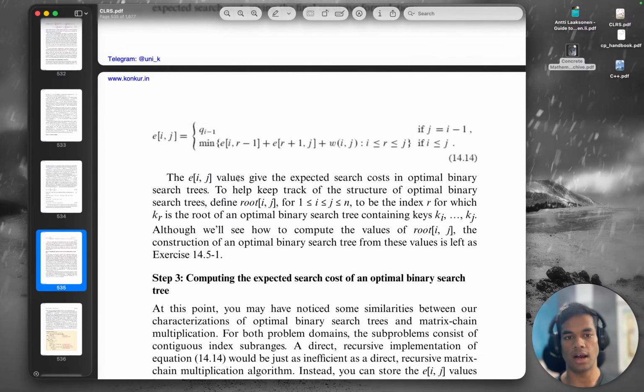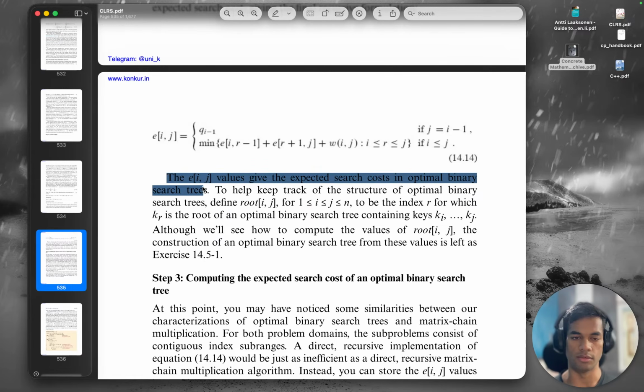The e[i, j] values give the expected search cost in an optimal binary search tree. That is the definition for that function, e[i, j].